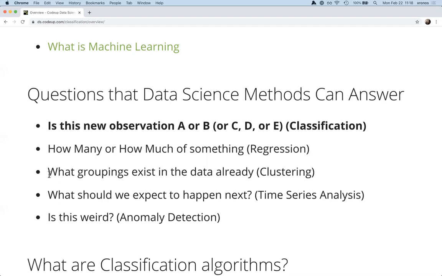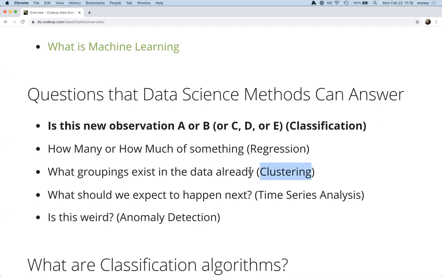Another question that our data science methods can answer that does not rely on labels or answers in the training data is what groupings exist in the data already. And in the material that we have in the curriculum, that's going to be covered by clustering. And clustering is really looking for similarities between things across multiple dimensions. And so clustering is looking to group things based on similar features or similar measurements.